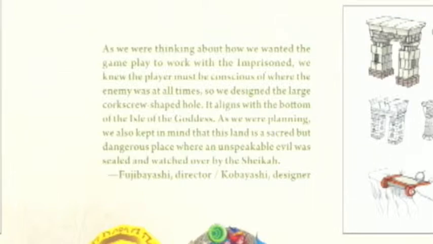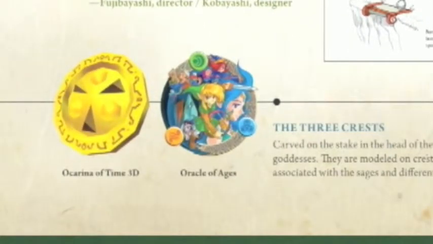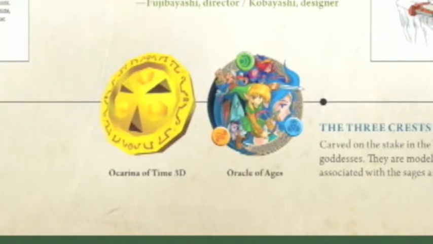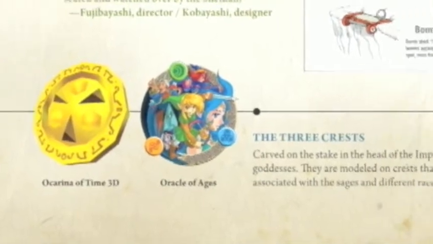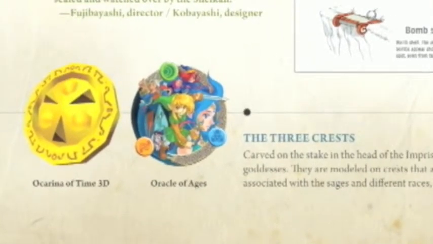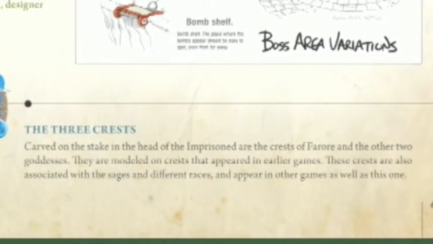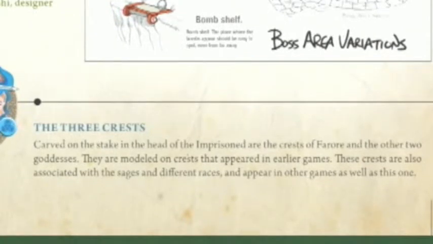Fujibayashi, director. Kobayashi, designer. Ocarina of Time 3D got one of those crests that look like buttons, and Oracle of Ages with their crests of Farore, Nayru, and Din, the three goddesses of Hyrule. The three crests carved on the stake in the head of the Imprisoned are the crests of Farore and the other two goddesses. They were modeled on crests that appeared in earlier games.